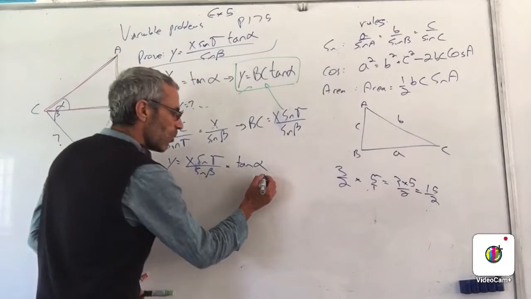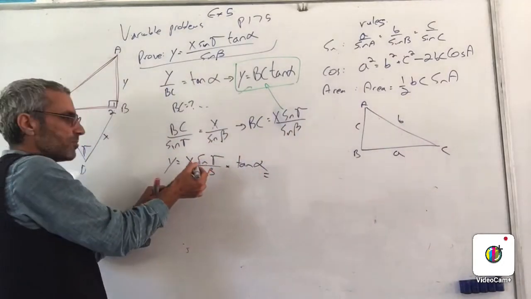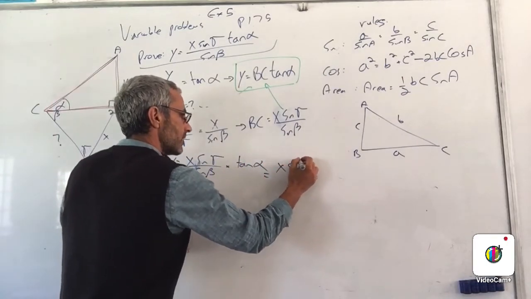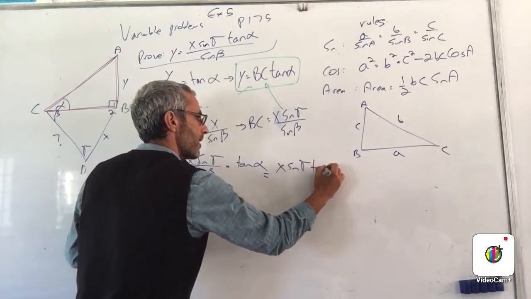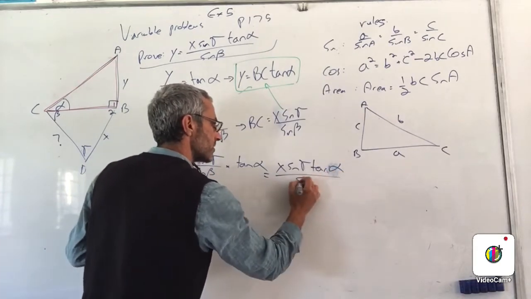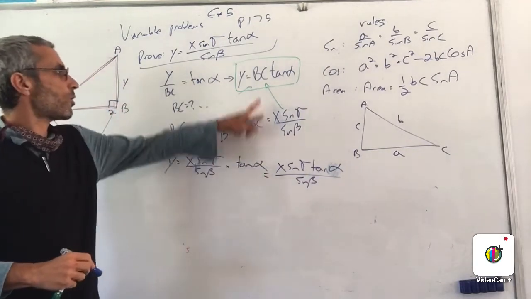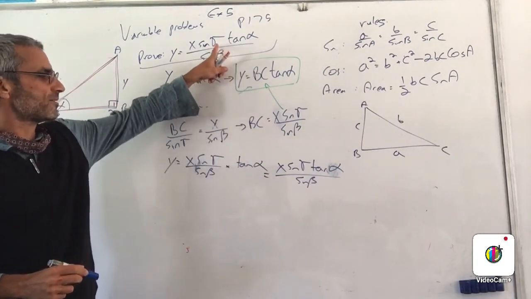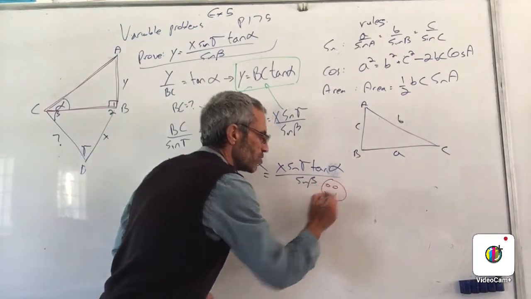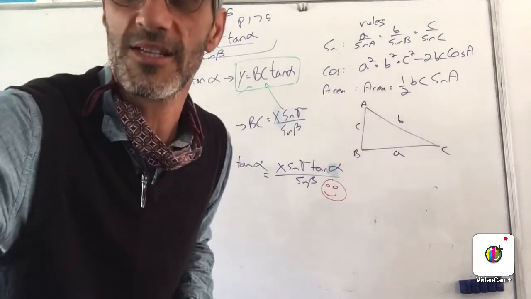Okay, so how are we going to write that? The tan is on top, on top of the denominator. X sine gamma tan alpha divided by sine beta, which is what we want to prove. Okay, so we proved it. Okay, that's it. Done. Let's pause here and see what happens next.